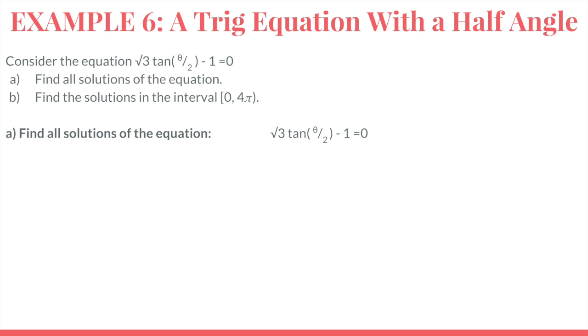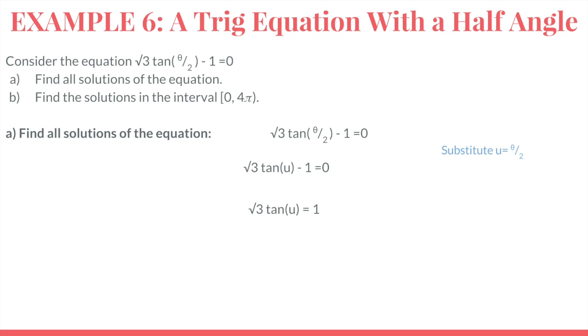To make solving this equation easier, we can make the substitution u equals theta over 2. Thus we get square root of 3 tan u minus 1 equals 0. Now this equation looks much easier to solve. Isolate the tan u term and then solve for the angle u in the interval negative pi over 2 to pi over 2. Remember, we always solve arc sine of x and arc cosine of x in the interval 0 to 2 pi, while we always solve arc tan x in the interval negative pi over 2 to pi over 2.